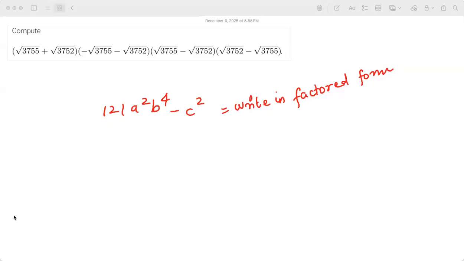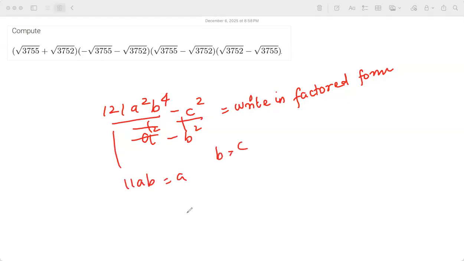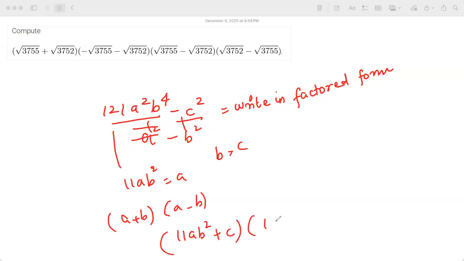Wait, what is the factored form again? Okay, you don't know. No problem, I'll do it on the board. Take this as a square, big A square. This is in a square minus b square format. Do you see? This is a square term, square term. So what is the square root of this? 11ab. That is a. B is c. So you write it in the format a plus b, a minus b. That's all. You got it? So 11ab square plus c, 11ab square minus c. Make sense?